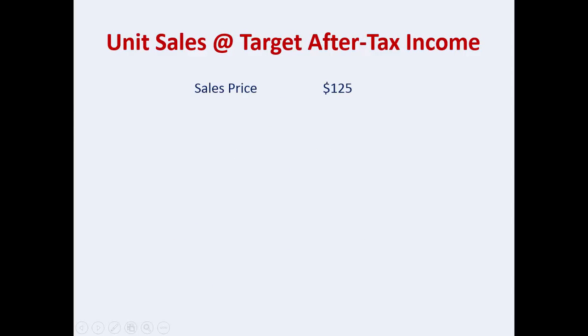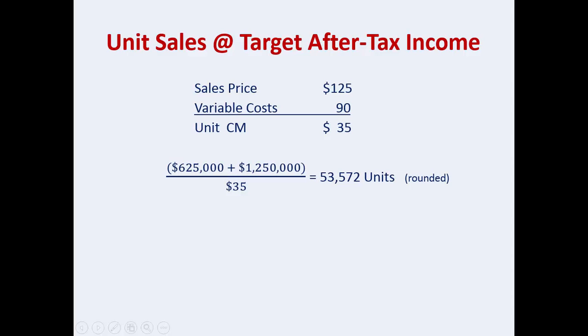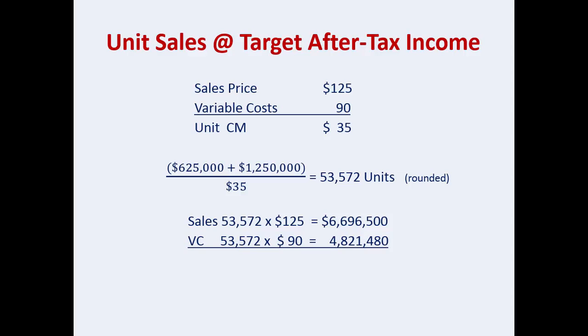Unit sales at target after tax net income. Let's look at an example. So we have $625,000 fixed cost plus the pre-tax income divided by the unit. That means I have to sell 53,572 units to get that after-tax income. So let's take that number, 53,572 times the sales price. That means I need to have a revenue of that $6,696,500 in order to get to where I want to be after taxes.